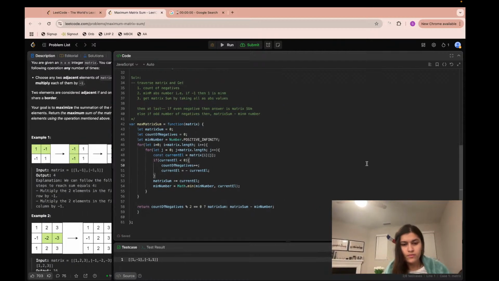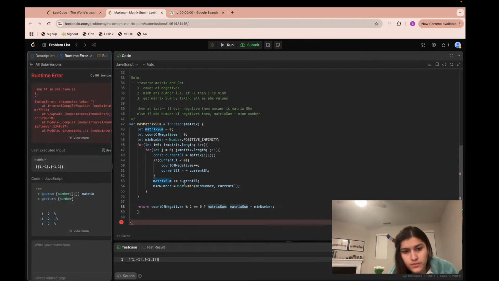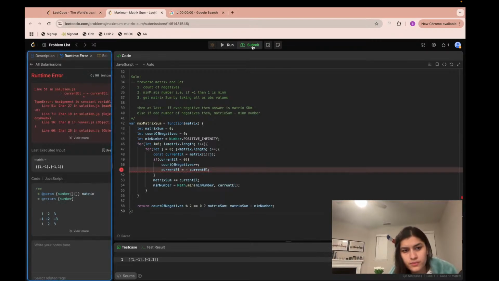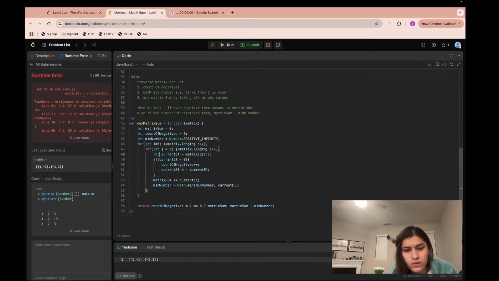Yeah, so I traversed the matrix, got the count of negatives, got the matrix sum here, and got the minimum number. And if it is positive, then this will be my matrix sum. Line number 61. Current EL: assignment to constant variable. Oh, okay.